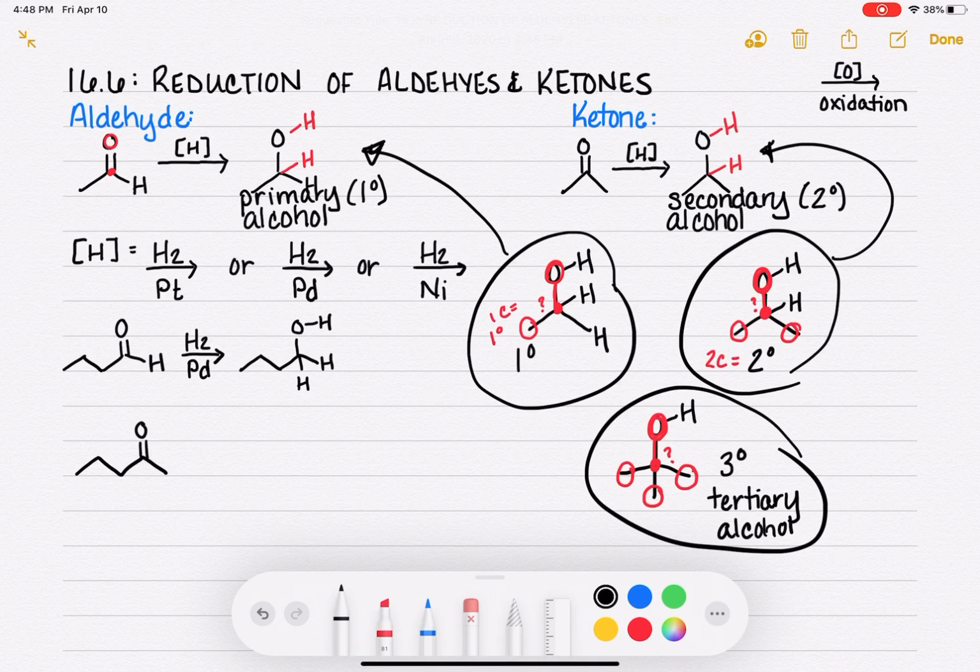Here is another one. This time I'm going to use the H in square brackets. Redraw the molecule exactly the way that it is. Take the double bond, boom, now it's a single bond. Add a hydrogen, and it is done.